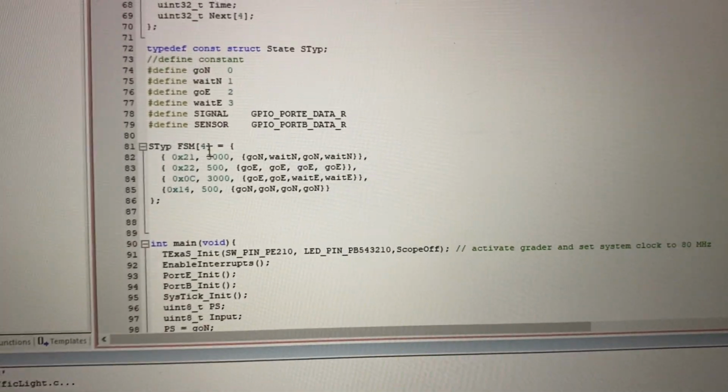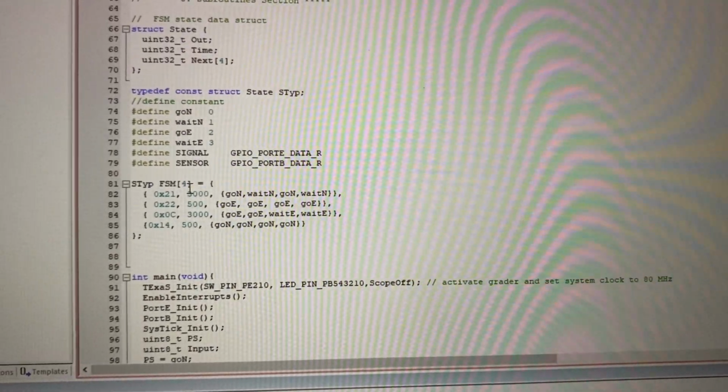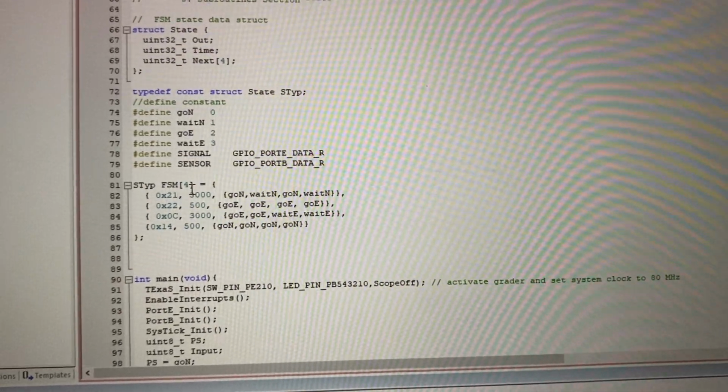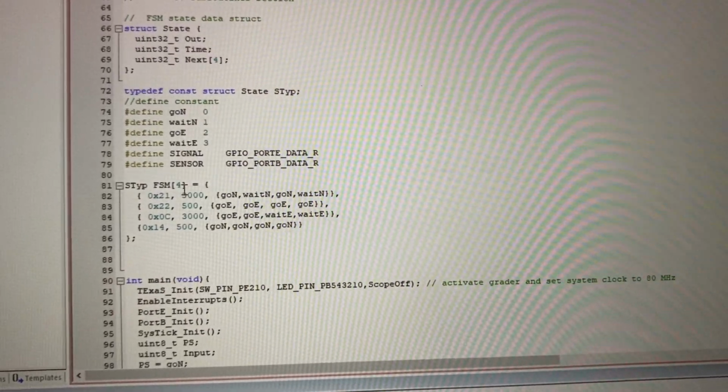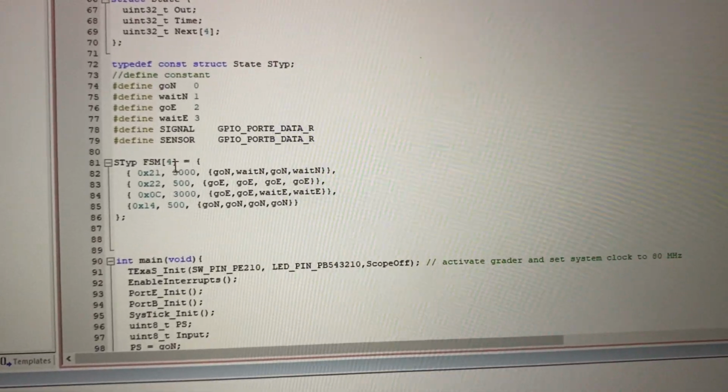So as you can see here, I decided to define the states as go n as 0, wait n as 1, go e as 2, and wait e as 3. Obviously go n being go north, wait n being wait north, and so on and so forth.